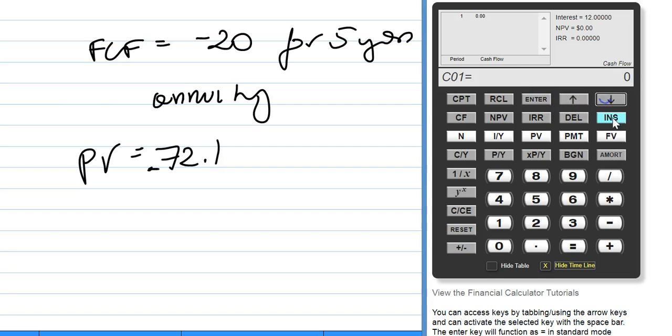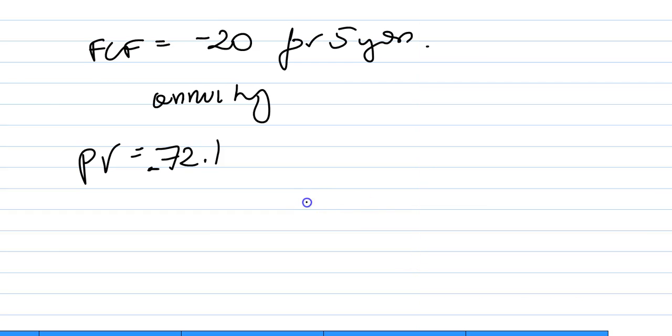So my cash flow 1 would be 20 and a negative number, enter, and I would set the frequency of that cash flow at 5, and then I would compute my NPV. Alright, so this is the present value of those losses.